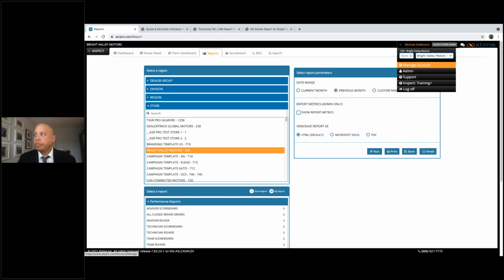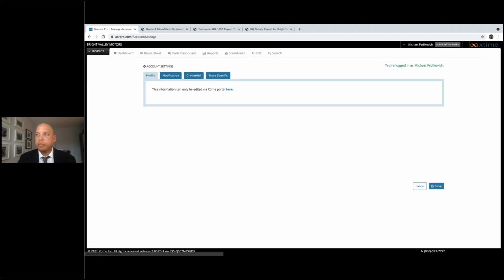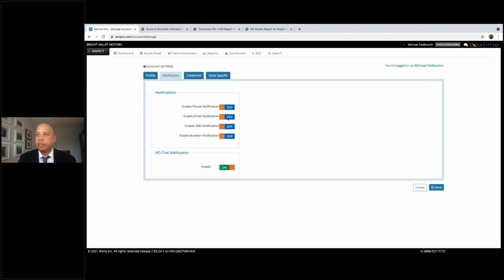So if Michael wanted to click on his, he's going to go to Manage Account, and then you're going to see a long list available to you of different notifications that you can get to better manage vehicles with no ROs. Which ones do you have? Depending upon your store level, we're at an admin level, so we don't have that long laundry list of things, but I would encourage you to jump in there and take a peek at those.